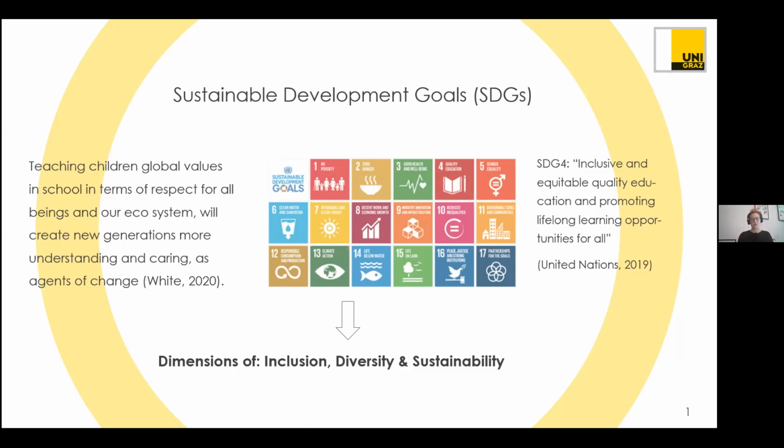So during this presentation, when I talk about inclusion, I will only talk about children with disabilities or special needs. We didn't take the broader definition because we wanted to make the difference visible to diversity, where I talk about diversity in regard of language, of different culture, different religious belief, or children and students with a migrational background. And the dimension of sustainability means more environmental education, other topics of the SDGs such as peace and health and climate change.